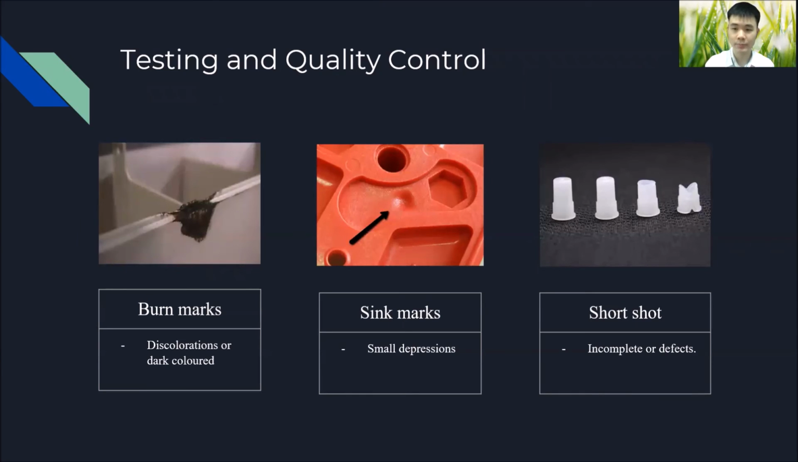Next is short shot. Short shot usually appears as an incomplete product or defect. It happens when the molten plastic material doesn't fill the mold cavity completely, which results in the product being incomplete after it cools and solidifies.